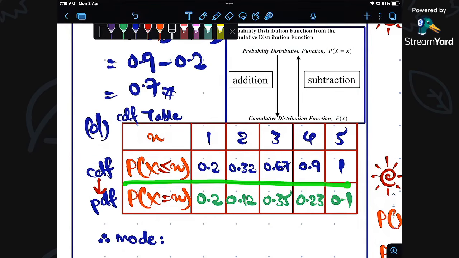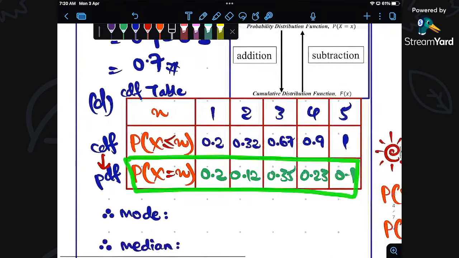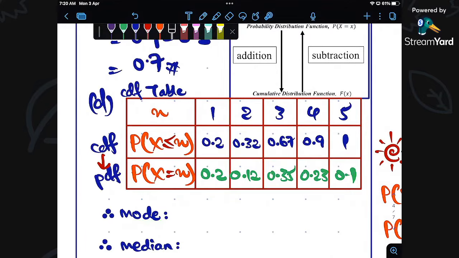And so this is my PDF. And so in order to find the mode, you just take the highest frequency from this probability. This is your probability. Just take the highest frequency, which is 0.35, and then the answer is not 0.35. The answer is 3, because you are taking the random variable X as the mode. Therefore, the answer is X equals 3. That is for the mode.